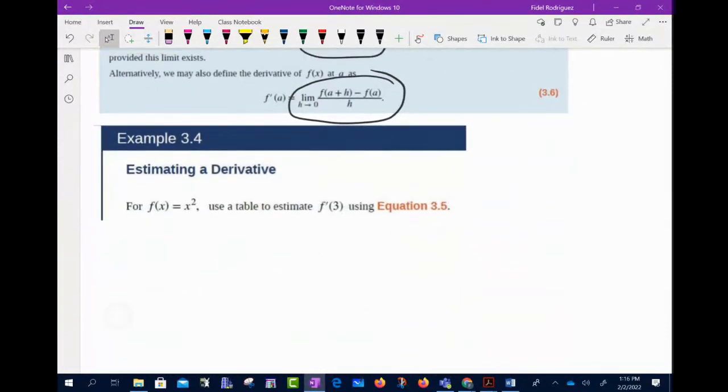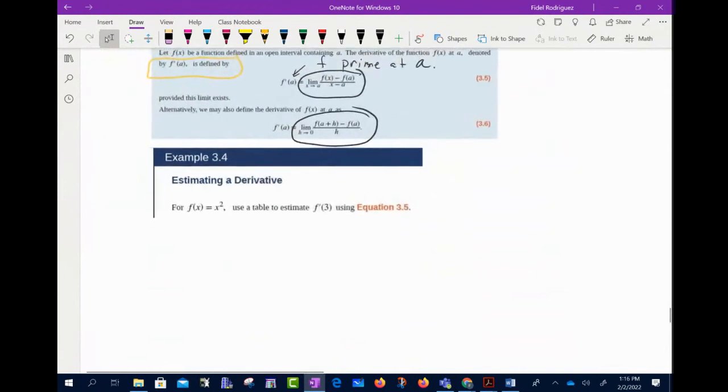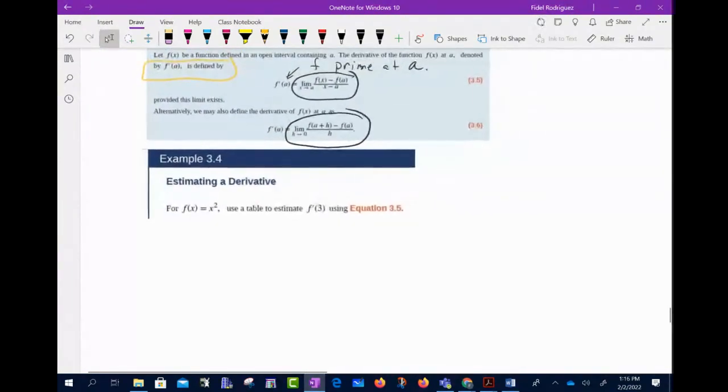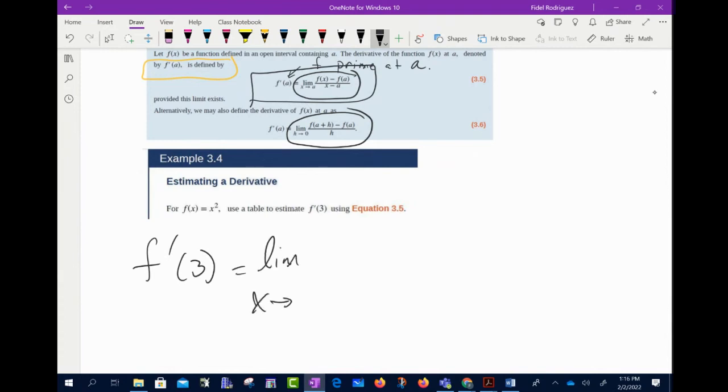So it says, estimating the derivative for f of x equals x squared. Use a table to estimate f prime of 3 using equation 3.5. So what we're going to do here is use this equation right here. We're going to say f prime at 3 is equal to the limit as x approaches 3 of f of x minus f of 3 all over x minus 3, right?